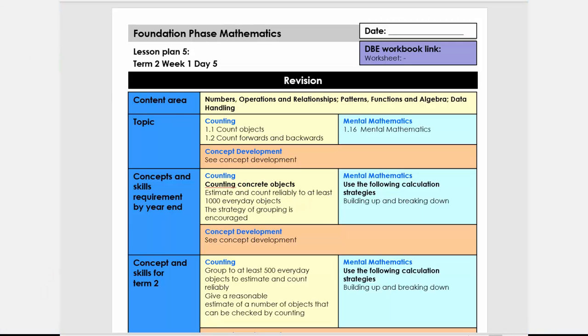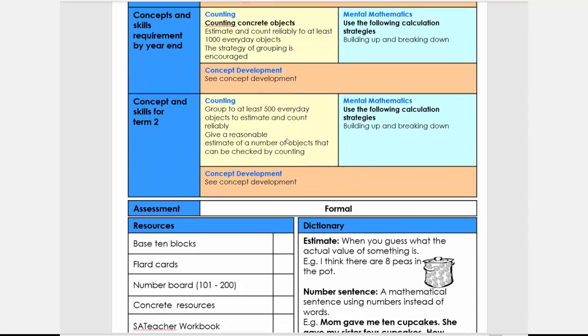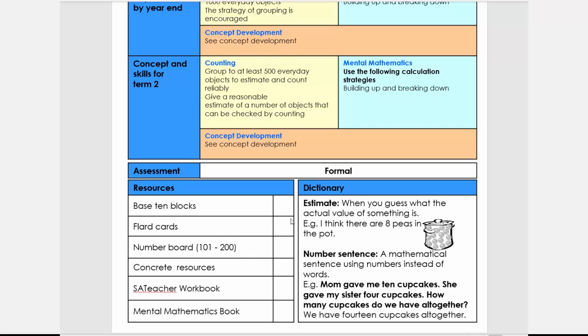Today we're going to do lesson plan 5, term 2, grade 3. Remember again, this is a revision lesson of what we have done in term 1. So you can pause here and look at the CAPS link. Then we're going to go down. You can look at the resources in the dictionary. I want you to pause here and have a look.